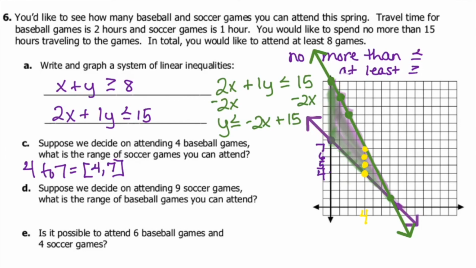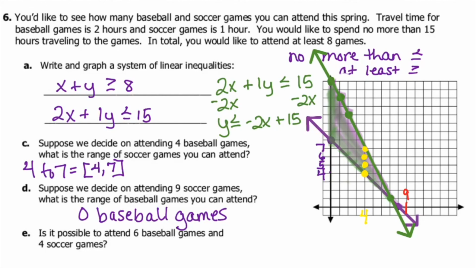And then D, suppose we decide on going to 9 soccer games. So that's that red 9 that you see over there. And if you go to 9, that's outside the solution area, which means you can go to no baseball games. Because we wanted to go to at least 8 games, but we can't go past that many because that would make it more than we can attend.